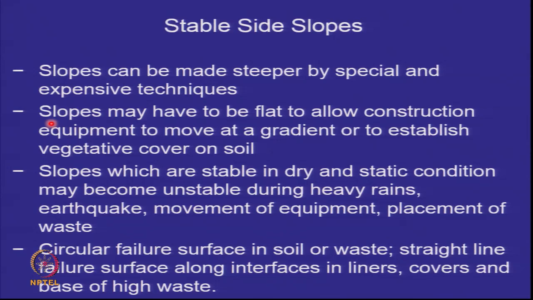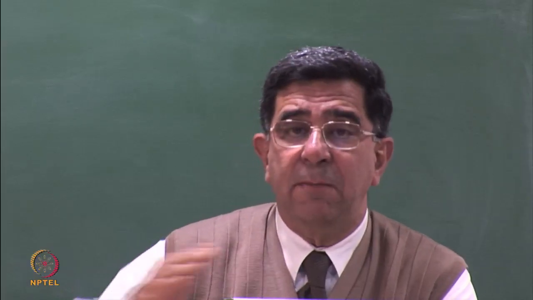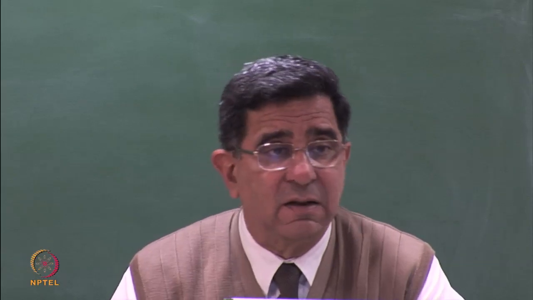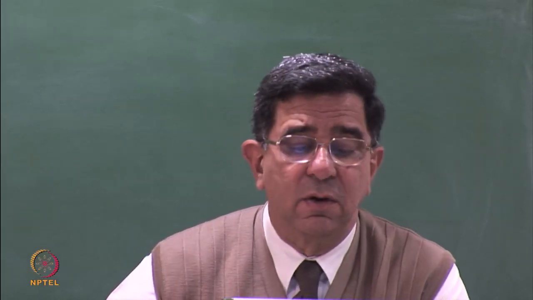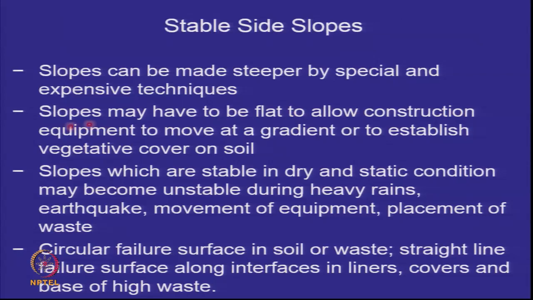Also, you have to remember, while you can make the slope of a cover or a liner steep, you still have to compact the clay on the cover and compact the clay on the liner. So you may have to allow construction equipment to move up the slope or down the slope. So that is a limitation of the construction equipment. At what gradient can it go up? So that may be a constraint for the slope.